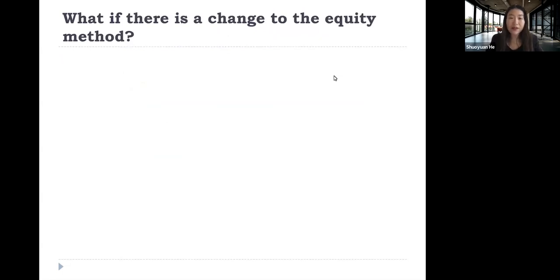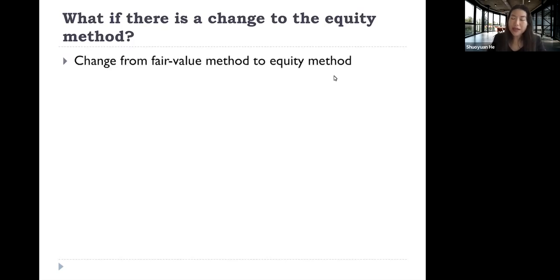And then here's another situation. What if there's a change to the equity method? What do we mean by that? The change to the equity method can more specifically be two situations. It can either be a change from the fair value method to the equity method, or a change from the equity method to the fair value method. Let's first look at a change from the fair value method to the equity method.